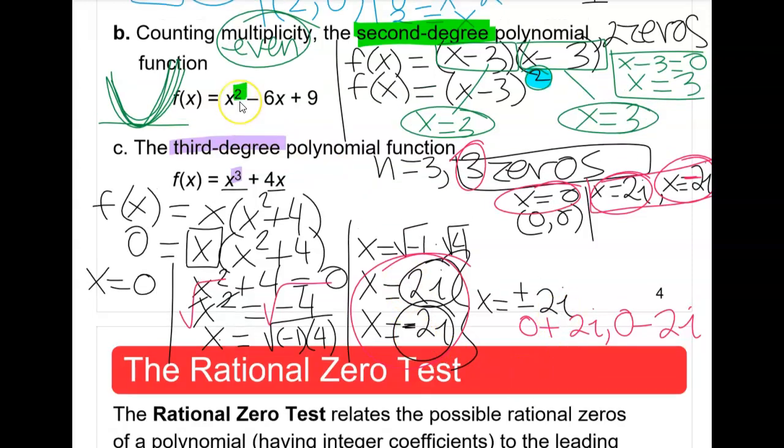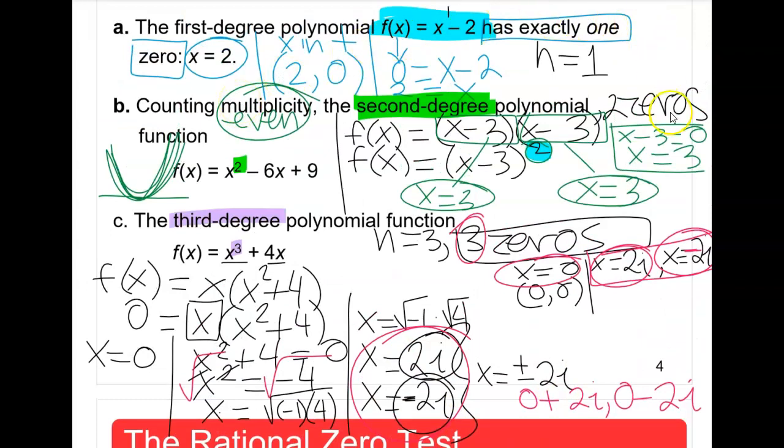And if we look at example B again, we have exactly 2 zeros. They just happen to be the same number. They are repeating.